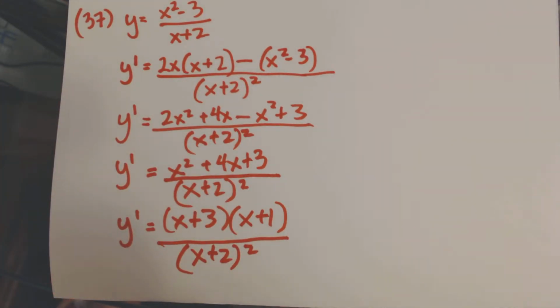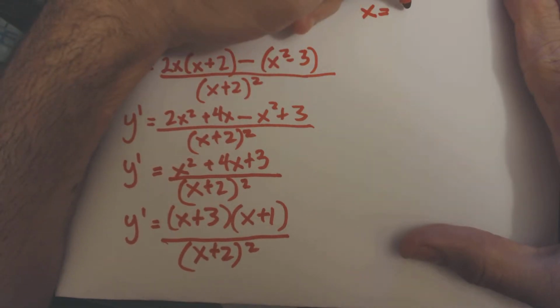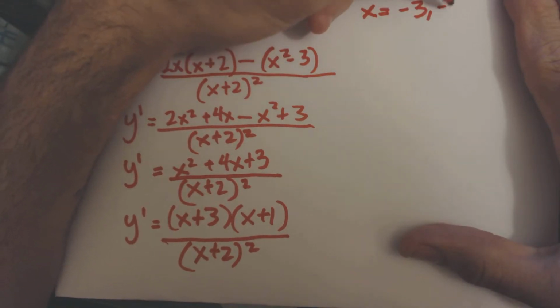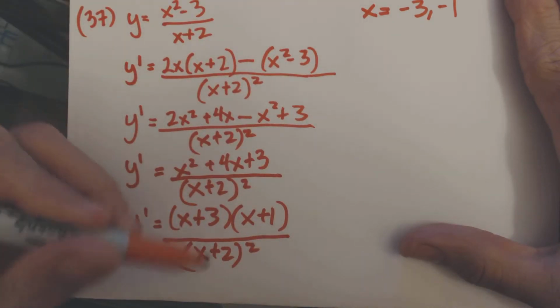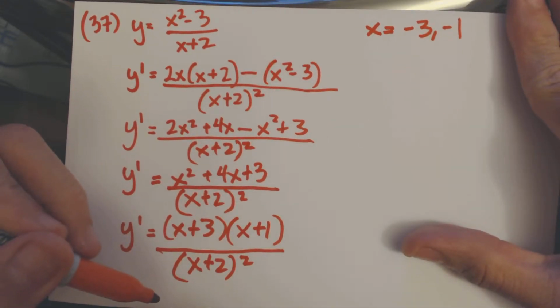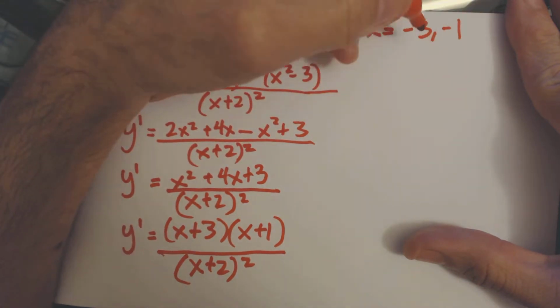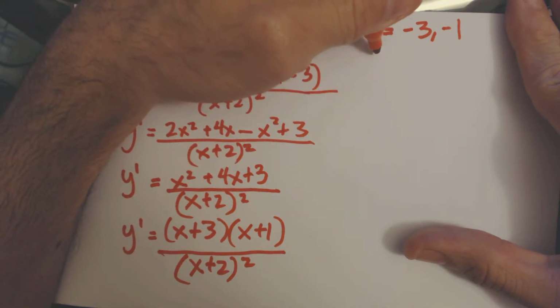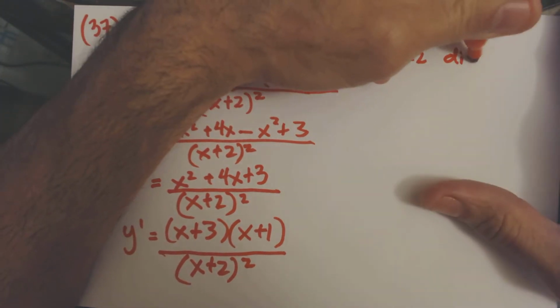All right, so the critical values are then x equals negative 3 and negative 1. But we also need to look at the value for the discontinuity, which is negative 2, just to identify the behavior of the graph around that interval as well. So x equals negative 2 is a discontinuity.